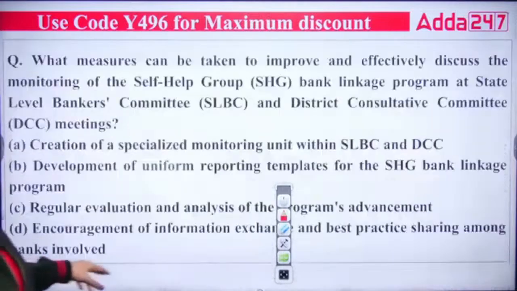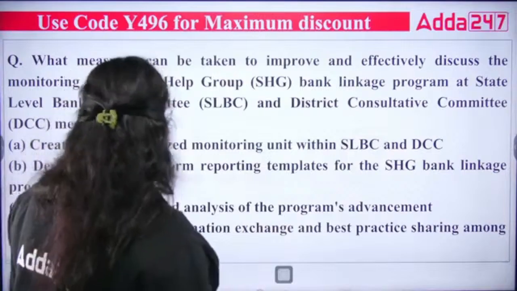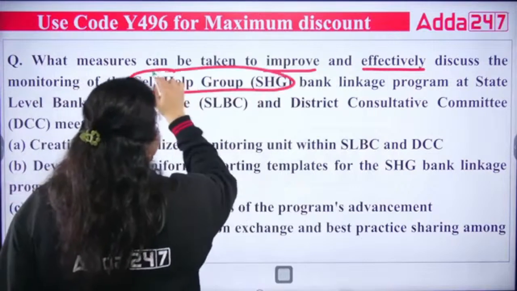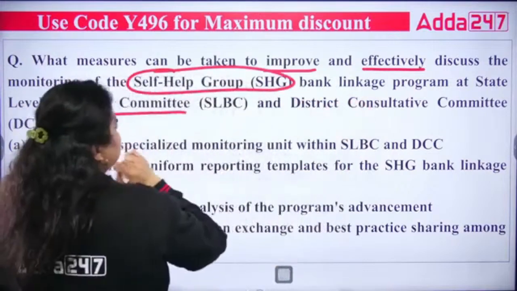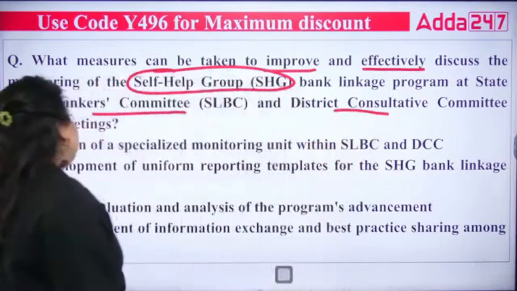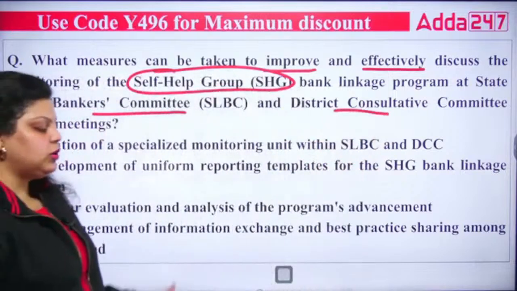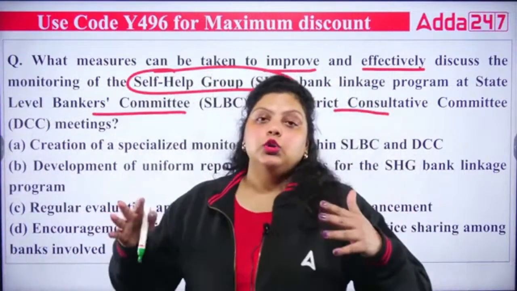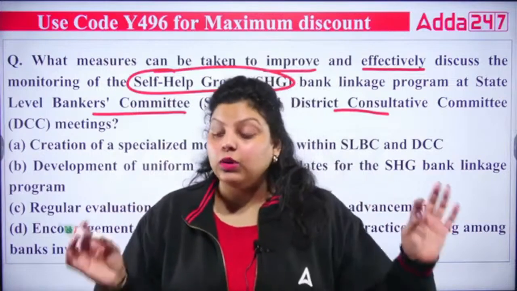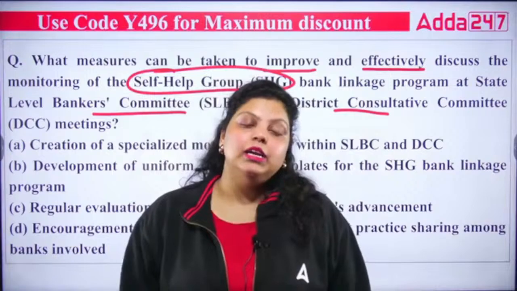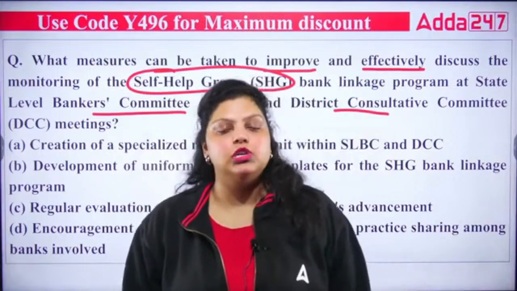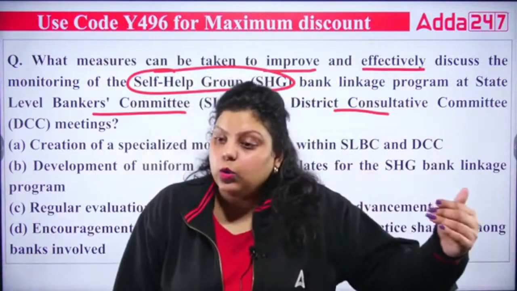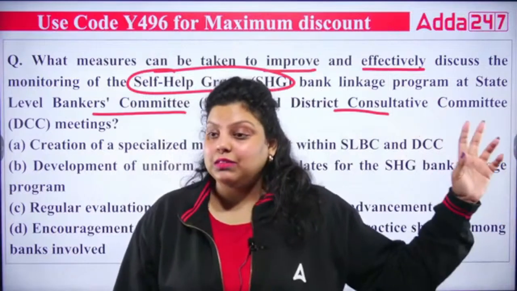Okay, do remember this. Now the next question we have: what measures can be taken to improve and effectively discuss the monitoring of the self-help group bank linkage program at State Level Bankers Committee and District Consultative Committee meetings? First of all, a self-help group is a group of 10 to 20 people, and these groups have been created to build a savings habit among the people. That was the main objective. In 1992, the S K Kalia committee gave the recommendation, and NABARD started the self-help group bank linkage program, in which self-help groups also get loans from the bank for the purpose of starting businesses for their members only.